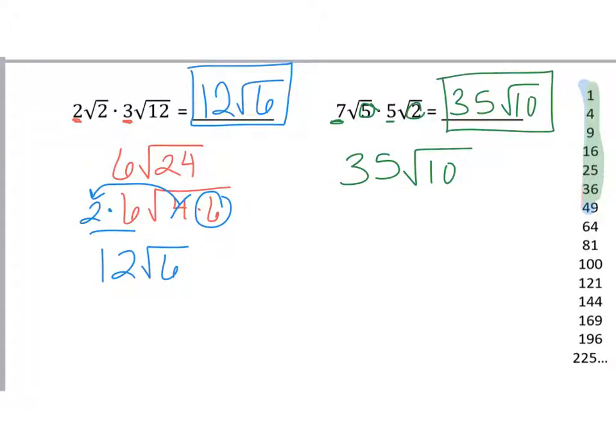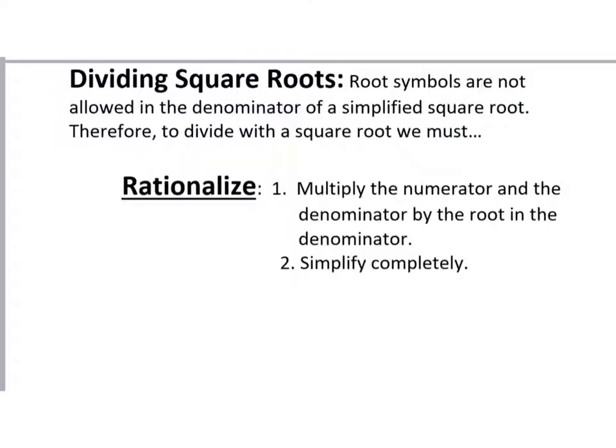All right, let's talk about dividing square roots. Your square root is not allowed to be in the denominator of a simplified square root. So what does that mean? It can't be where? In the denominator, in the bottom, right? So if you have a square root in the denominator, you have to do what we call rationalizing. Okay, and it's just 2 steps. One is multiply the top and the bottom by the square root that's in the bottom. And then 2 is to simplify. Yay, easy peasy.